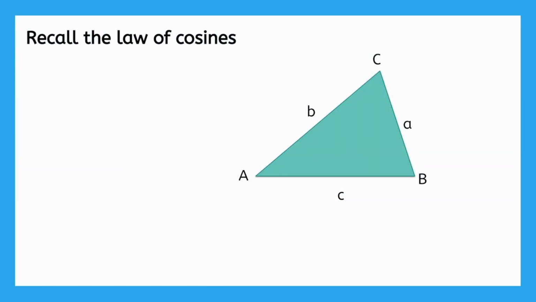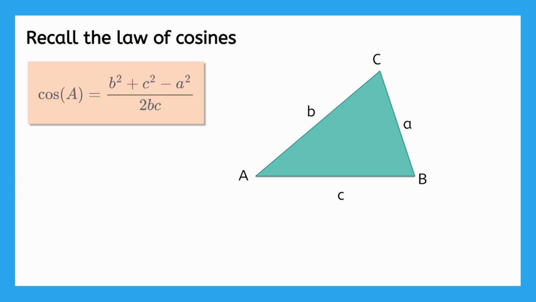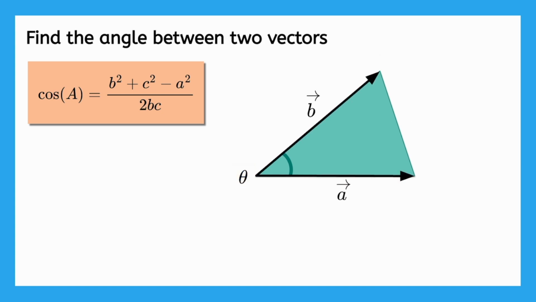Before we find the angle between two vectors, begin by recalling something you learned at the beginning of this unit: the law of cosines. The law of cosines allows us to find one angle of a triangle when the three sides are known. If we shift our thinking just a bit, we can visualize this triangle in a slightly different way, as two vectors, A and B, and their included angle theta.